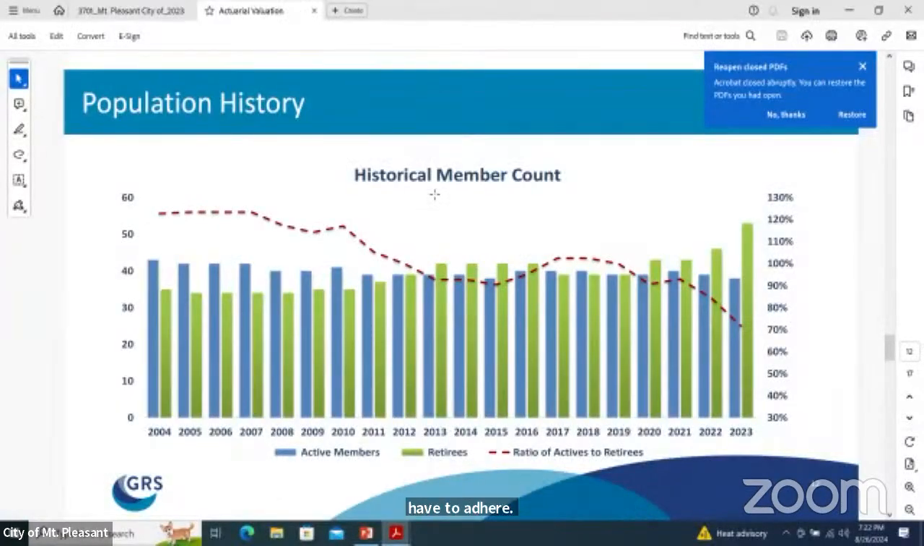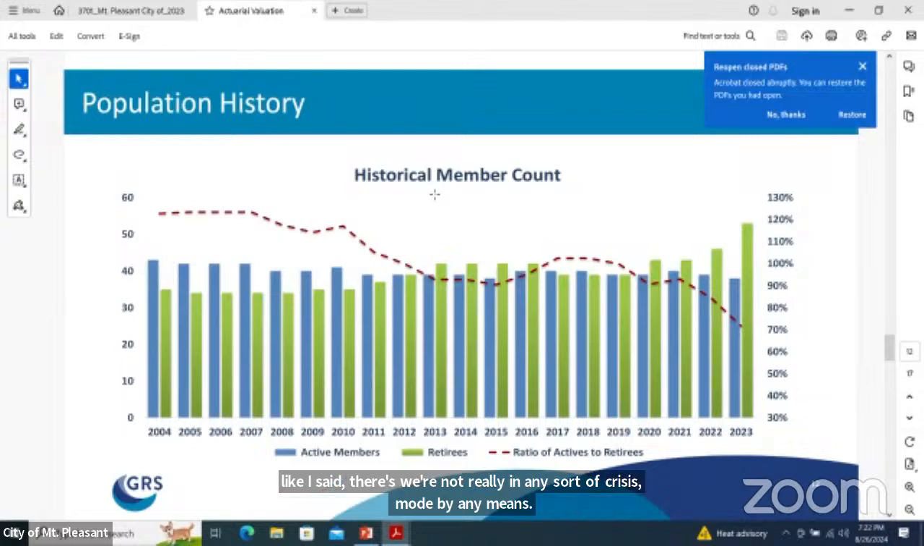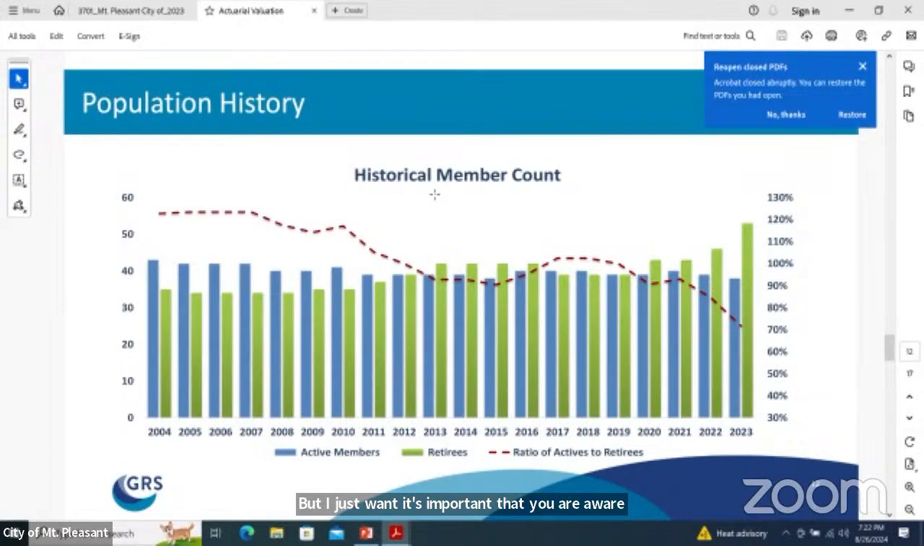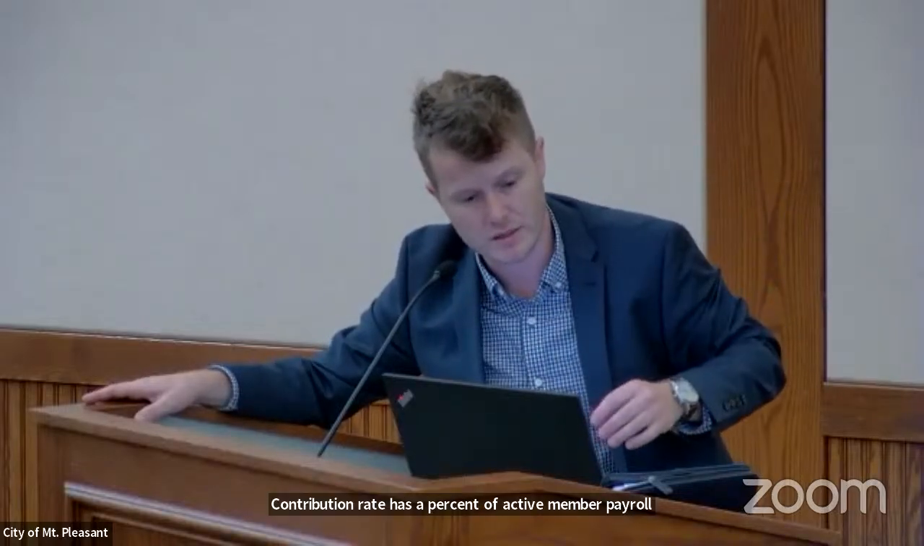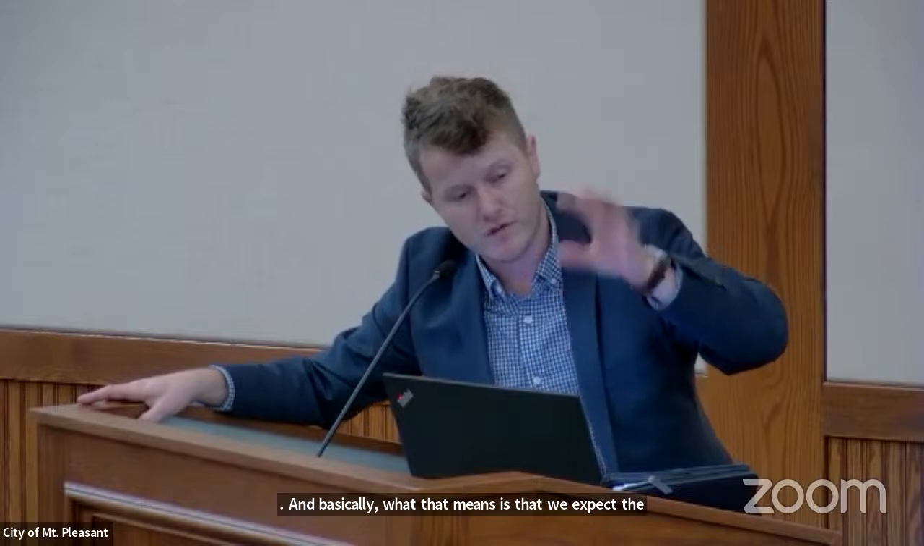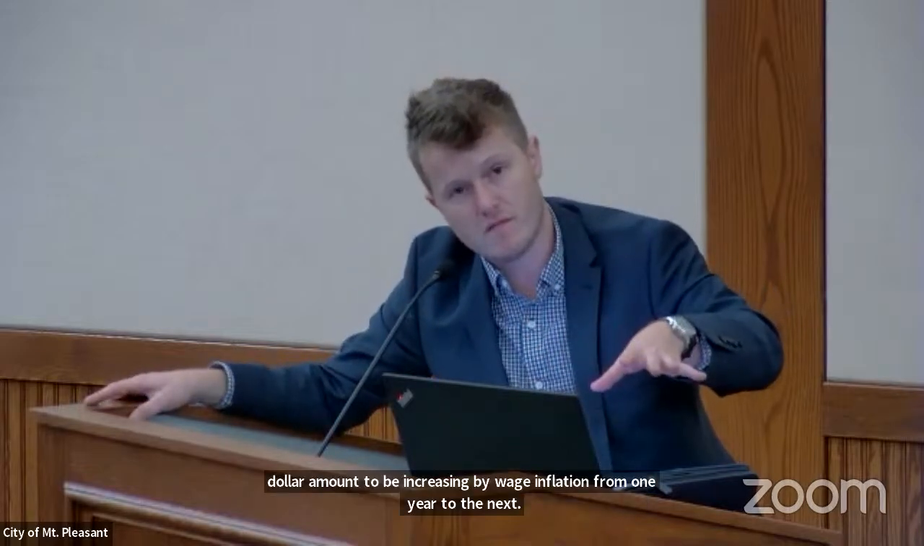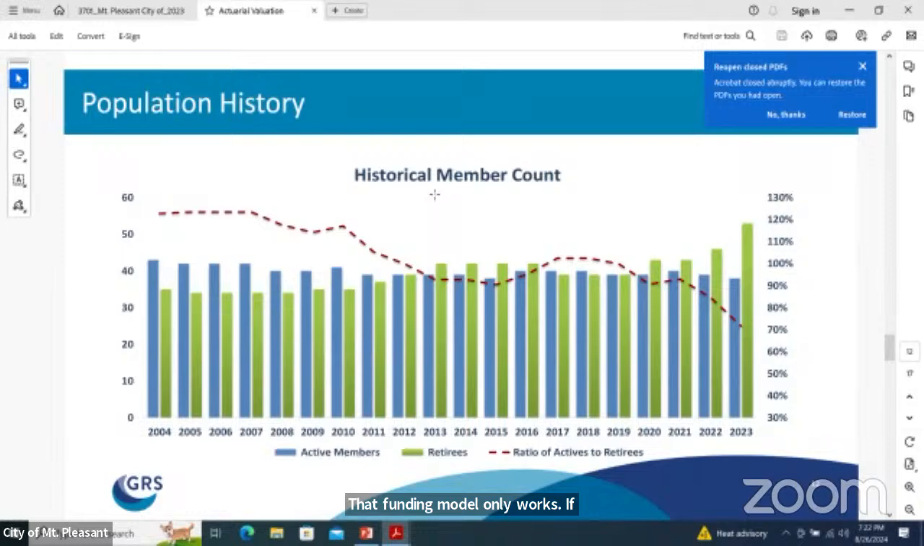So we talked about what the risks are, and like I said, we're not really in any sort of crisis mode by any means, but it's important that you are all aware. We calculate this contribution rate as a percent of active member payroll. Basically, that means we expect the dollar amount to be increasing by wage inflation from one year to the next. That funding model really only works if you have an increasing payroll, which we do. So there's no issues right now or really in the near future as far as I can tell.